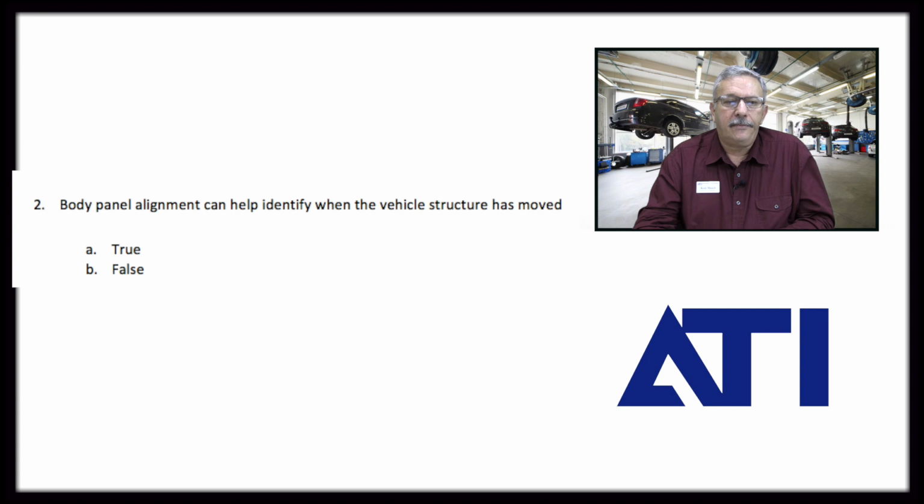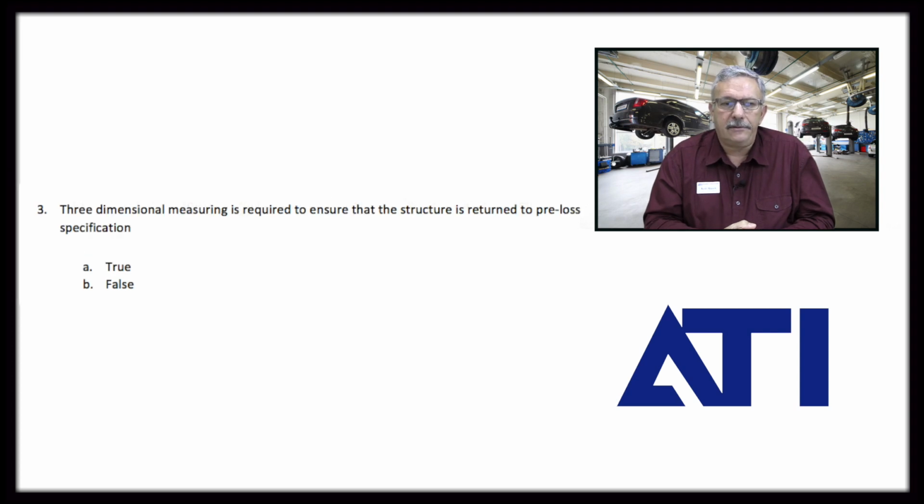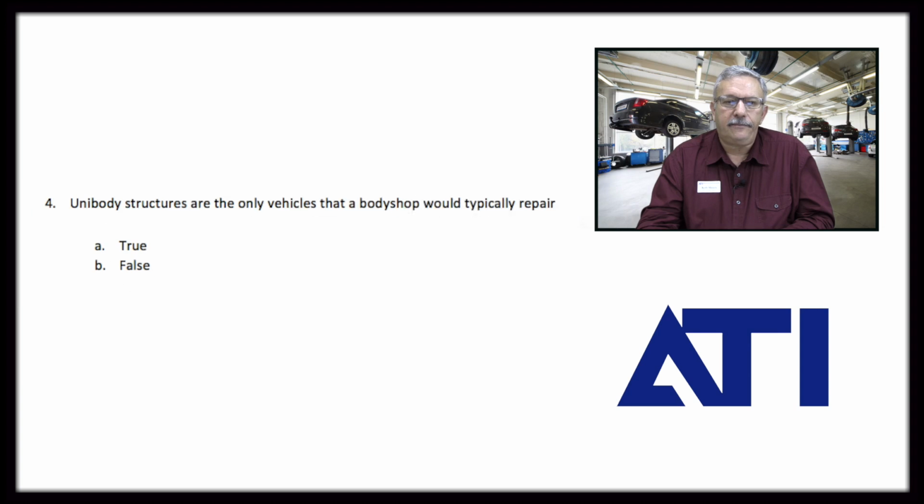Question 2. A body panel alignment can help identify when the vehicle structure has moved. Is that true or false? Question 3. 3-dimensional measuring is required to ensure that the structure is returned to pre-loss specification. Is that true or false? Question 4. Unibody structures are the only vehicles that a body shop would typically repair. Is that true or false?